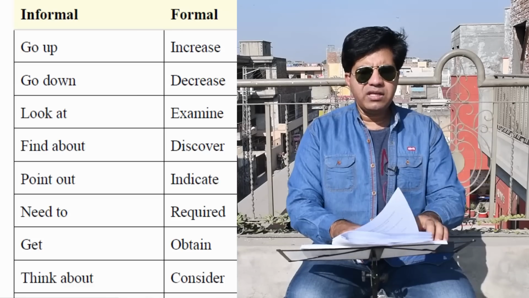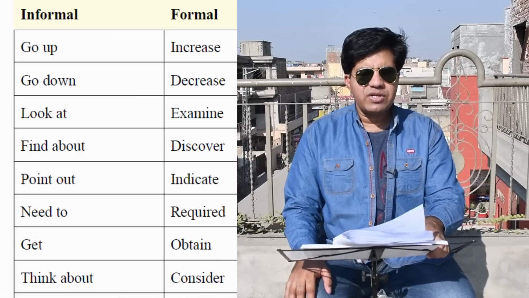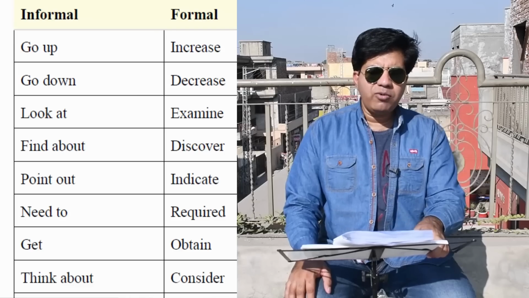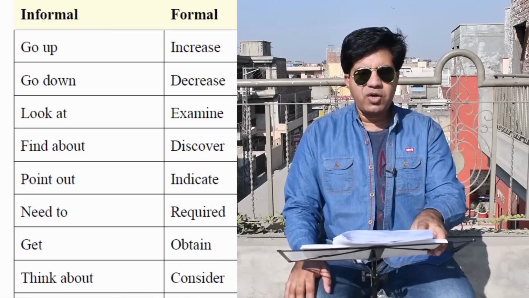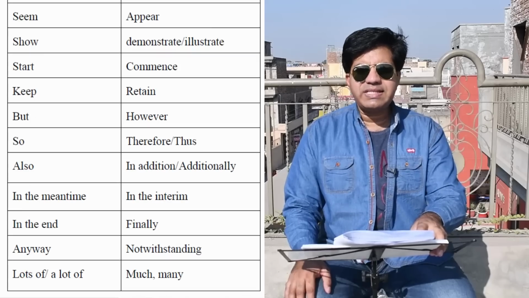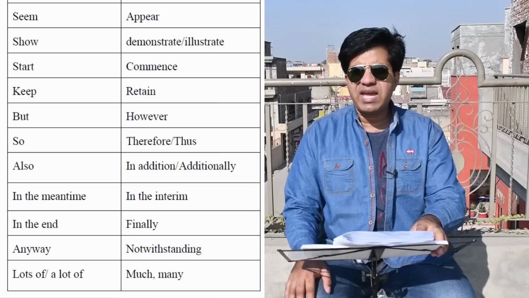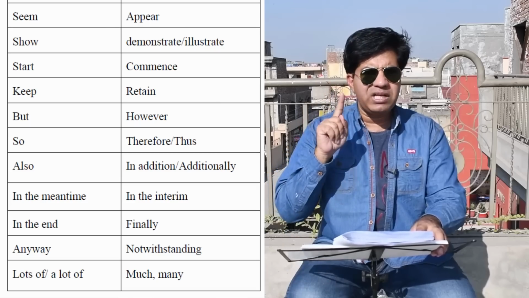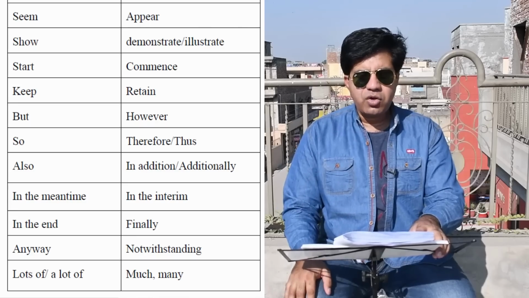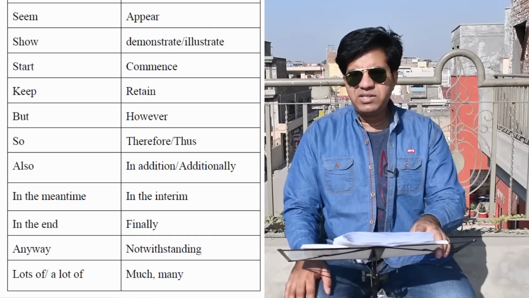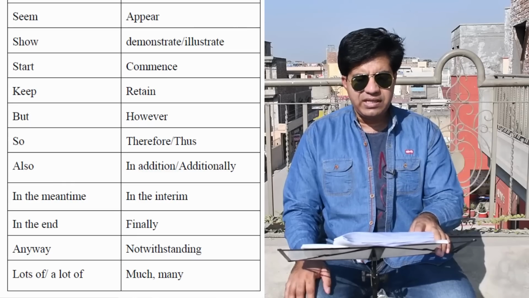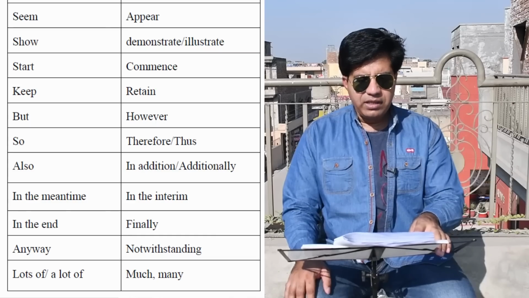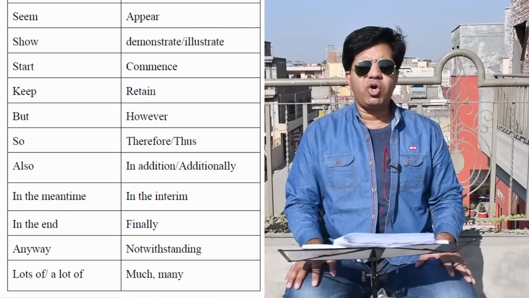Go up, increase. Go down, decrease. Look at, examine. Find out about, discover. Point out, indicate. Need to, required. Get, obtain. Think about, consider. Seem, appear. Show, demonstrate, illustrate. So you must use formal words and formal vocabulary. Start, commence. Keep, retain. But, however. So, therefore, thus. Also, in addition, additionally. In the meantime, in the interim. In the end, finally. Anyway, notwithstanding. Lots of or a lot of, much or many.